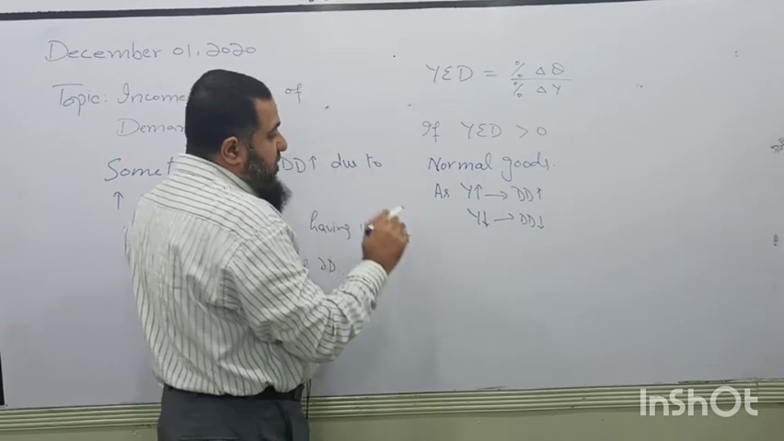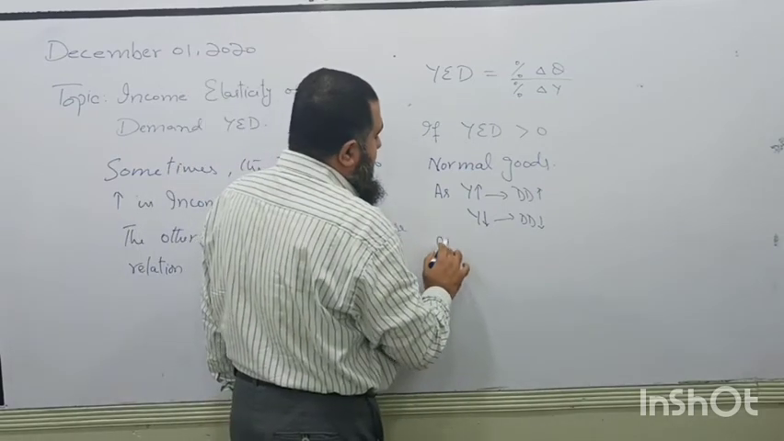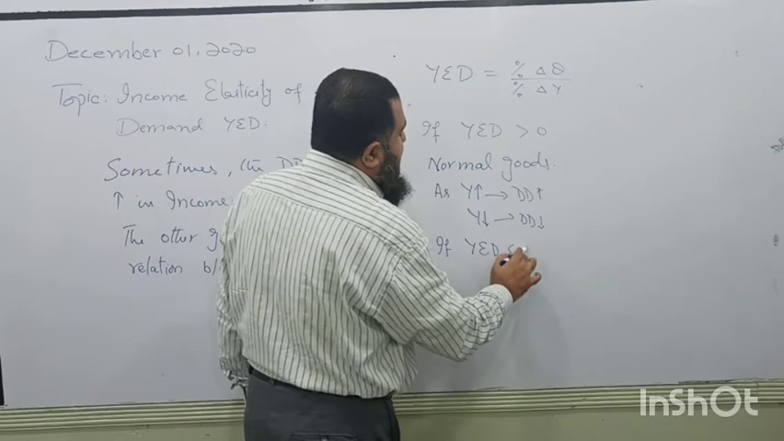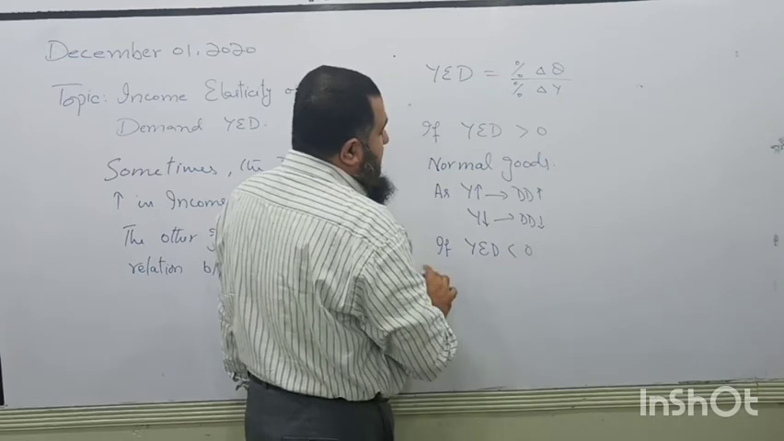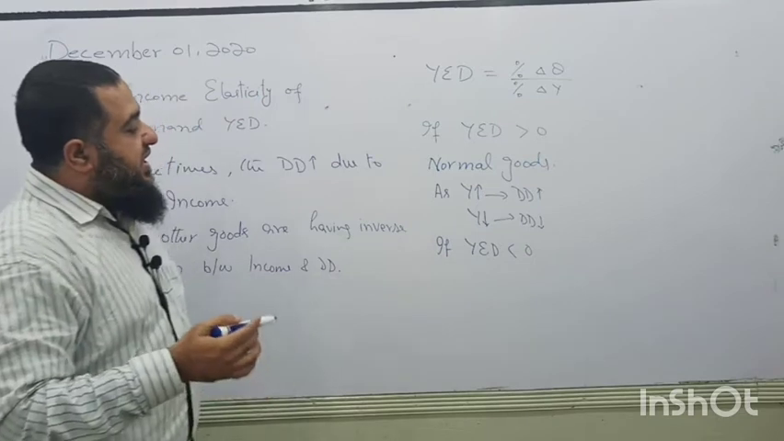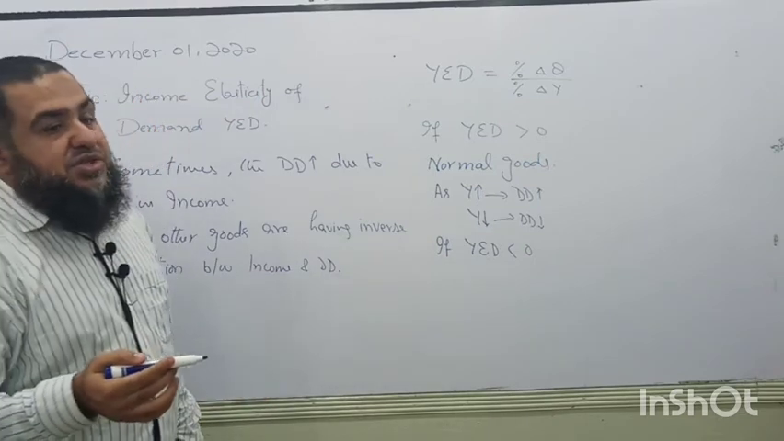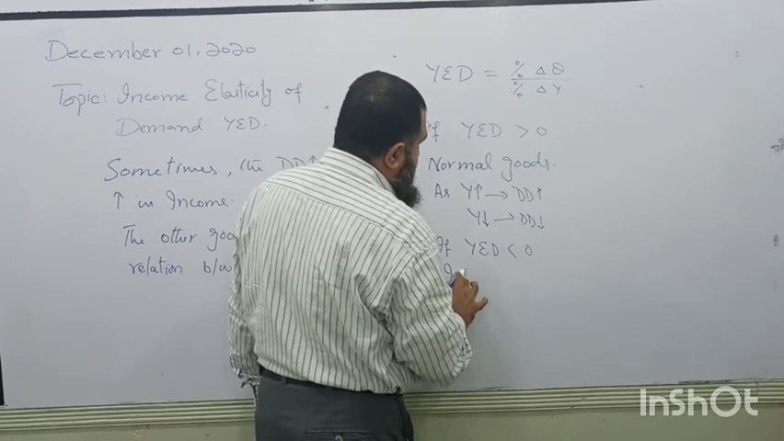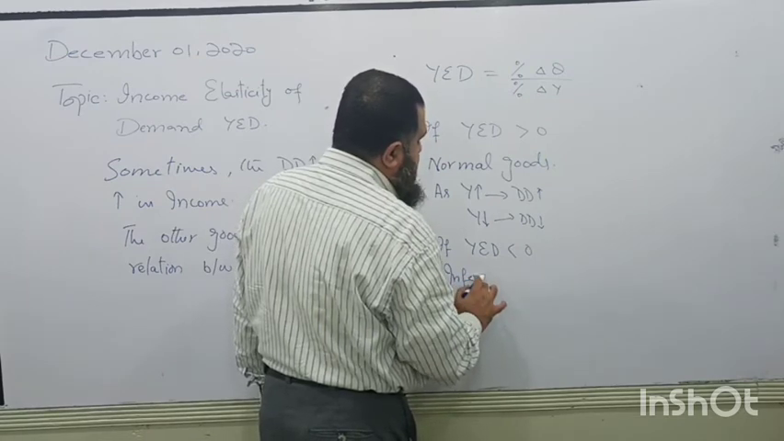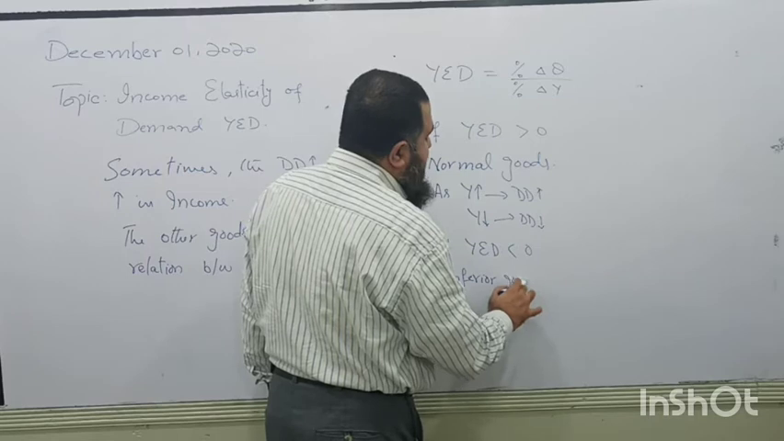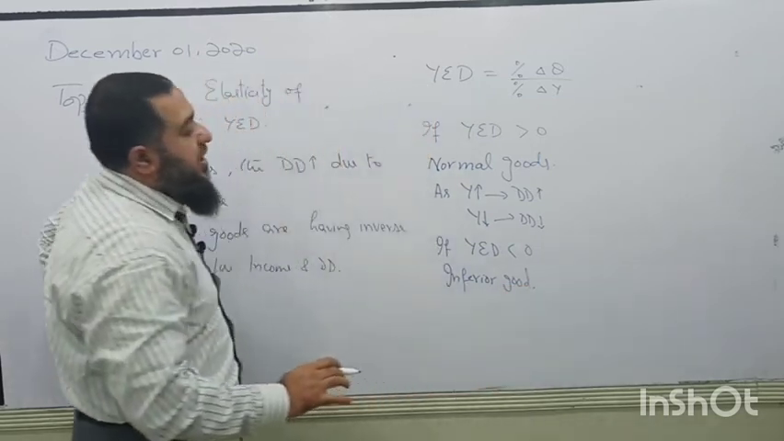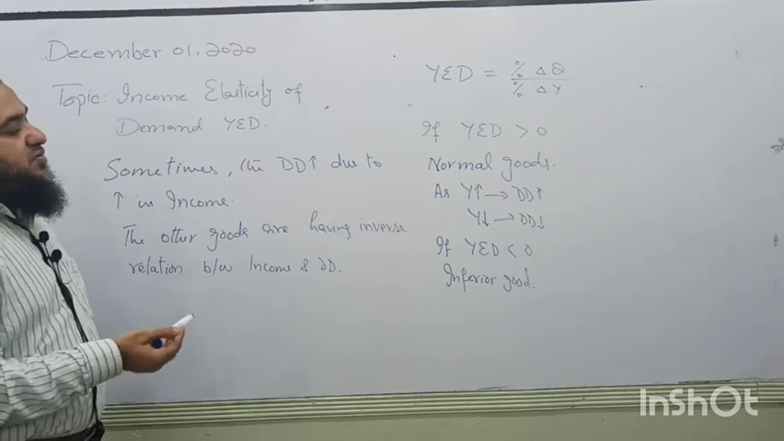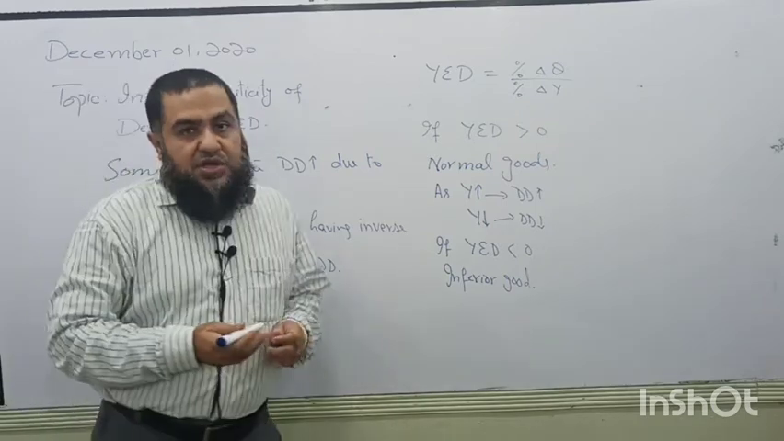On the other hand, if we have income elasticity of demand less than 0, we say that if income is increasing, the demand for these goods is decreasing, so this is called an inferior good. This is an inferior good which has a negative relationship with income. As income is increasing, their demand will fall. That's why we say these are inferior goods.